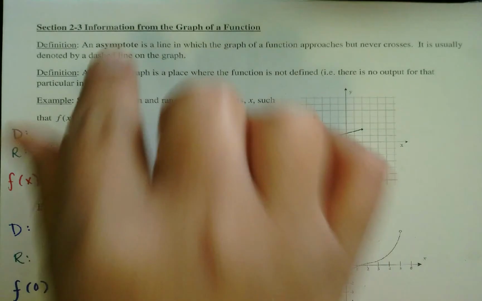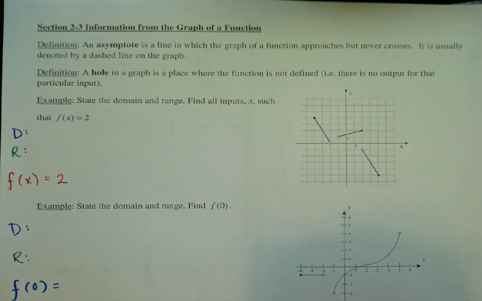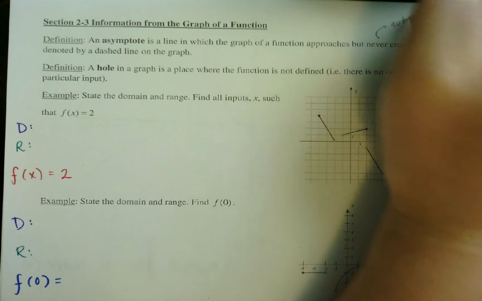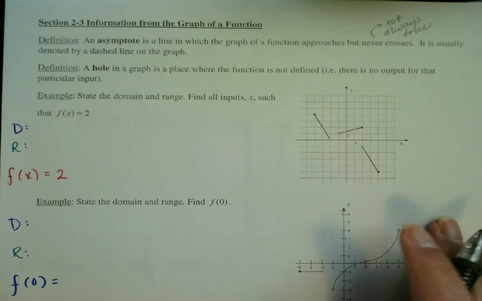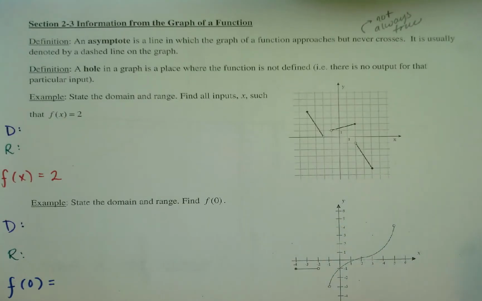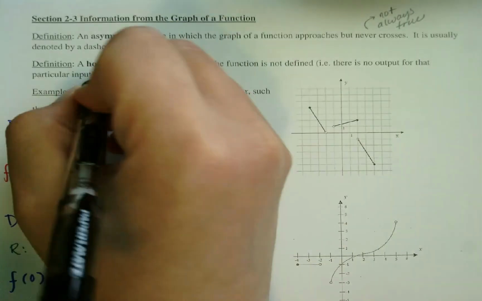A definition: an asymptote is a line which the graph of a function approaches but never crosses. That's not always true. Sometimes it does cross. You'll see, especially in calc, when you truly understand asymptotes, that's all about limits. Anyways, it is usually denoted by a dashed line. A hole in the graph is a place where the function is not defined, and there is no output for that particular input. Hole, i.e., open circle.